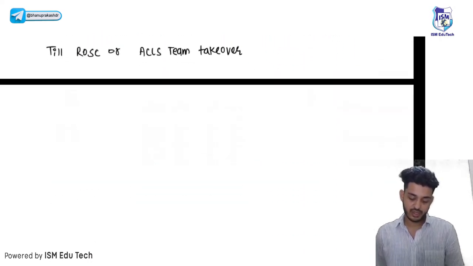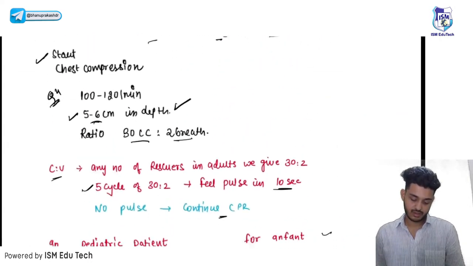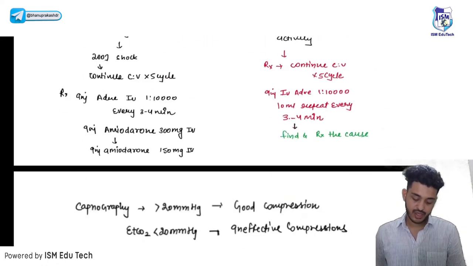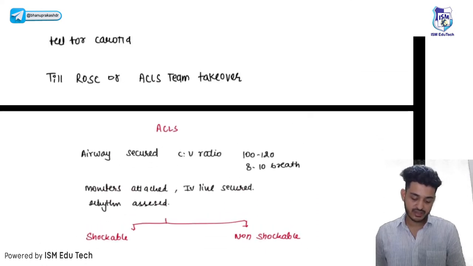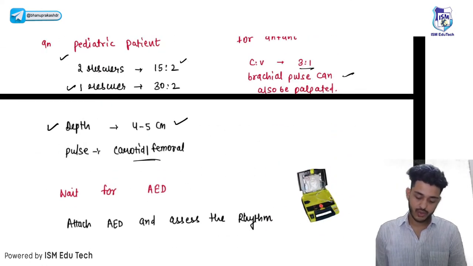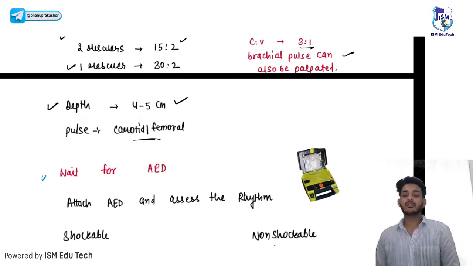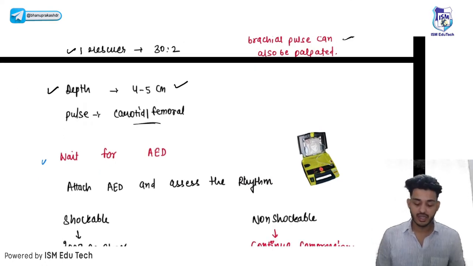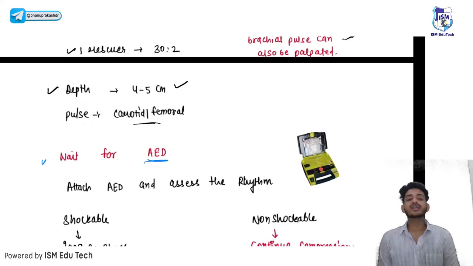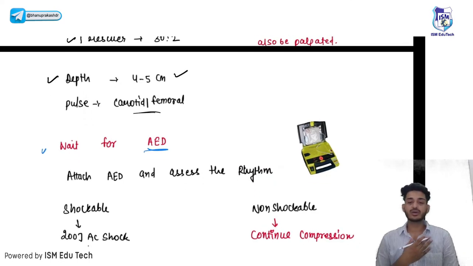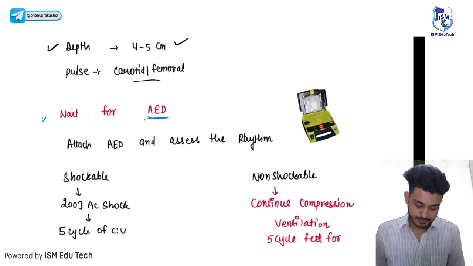We'll be waiting for the ACLS. In ACLS, guys, we'll be waiting for the AED. What is AED? AED will be automatic defibrillator. You will put the AED device on the body. Apply it, then what will happen?